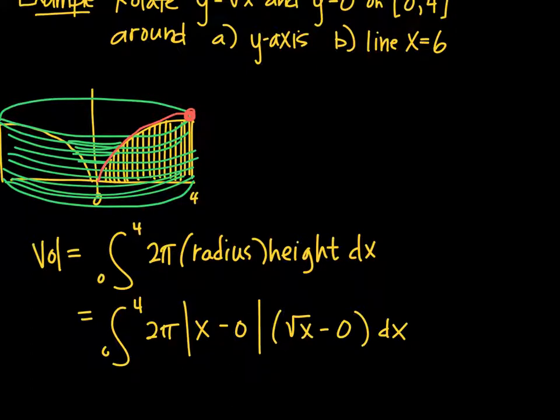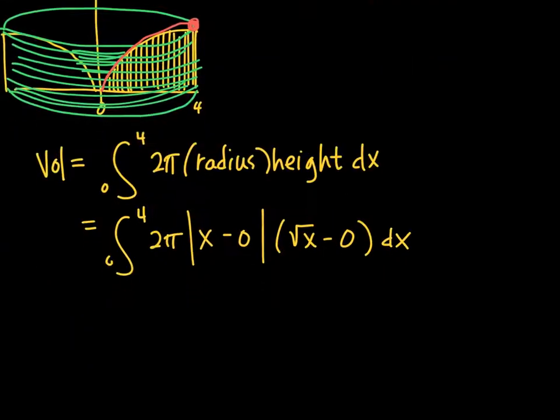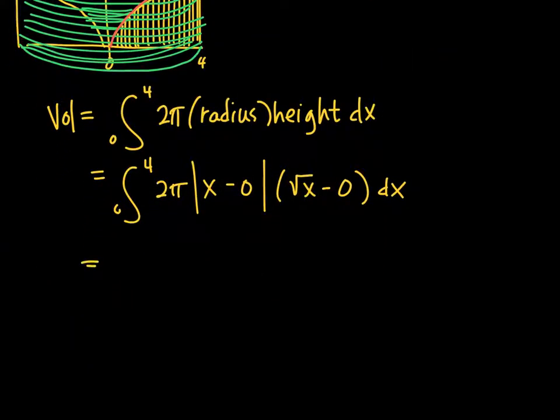Interval 0 to 4, 2 pi, then the absolute value, and then the two heights, one of which happens to be 0. So let's clean this up a little bit so that I can do the math. I'm going to pull 2 pi out to the front. I'm going to have absolute value of x, and I'm going to have rad x.